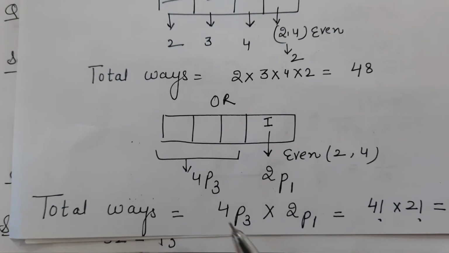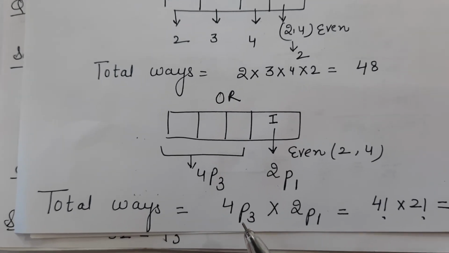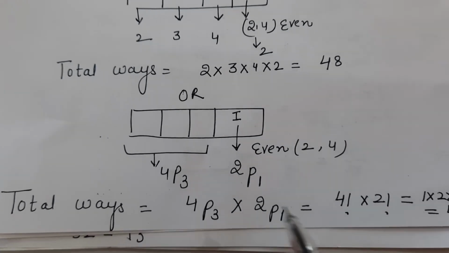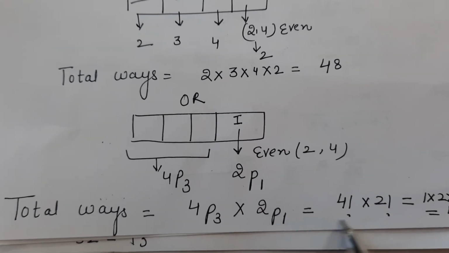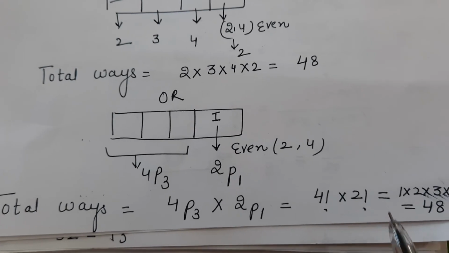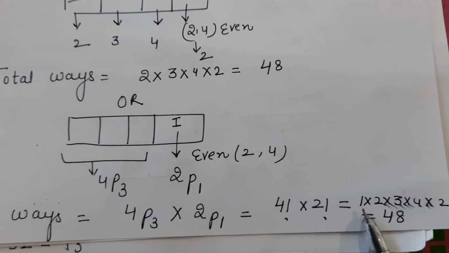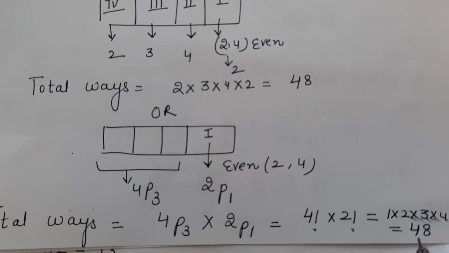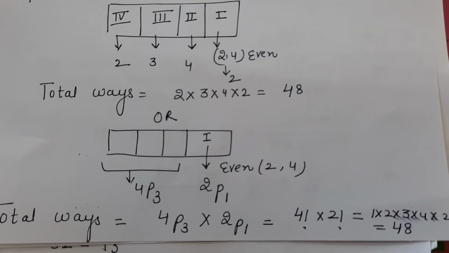So this is 4 factorial upon 4 minus 3 factorial. That is 1 factorial is 1, into, again same here, 2 factorial upon 2 minus 1 factorial, that is 1. Now put the value of 4 factorial is 1 into 2 into 3 into 4 and 2 factorial is 1 into 2. So on multiplication your answer is 48.